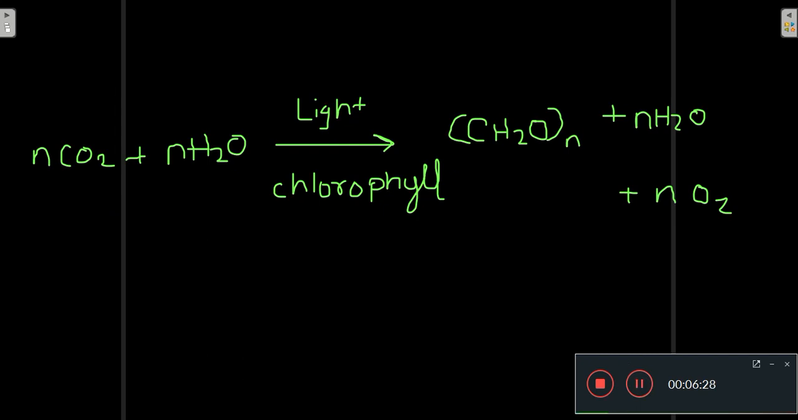So this is how you represent the photosynthesis process in oxygenic photosynthetic organisms. Carbon dioxide is converted into carbohydrate with the help of light and chlorophyll, and H2O is oxidized into molecular oxygen.